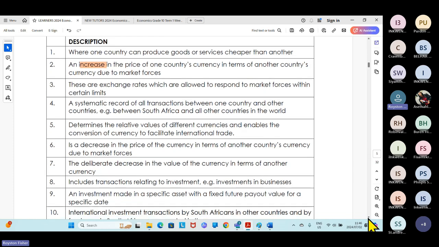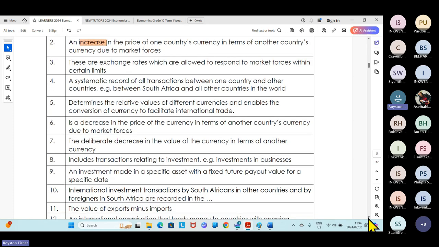And remember, all of these terminologies that we're doing currently, they are going to ask it in paper one for your trial exam in September, and they're most definitely going to ask it at the end of the year. So that's why it's much easier to break it up topic by topic, so that the way your notes are now prepared, at the end of the year, when you, of course, study, you use this also as study material. So number three, these are exchange rates, which are allowed to respond to market forces within certain limits. And the answers that I got is managed exchange rate from Buren and Andrews as well, managed exchange rate.